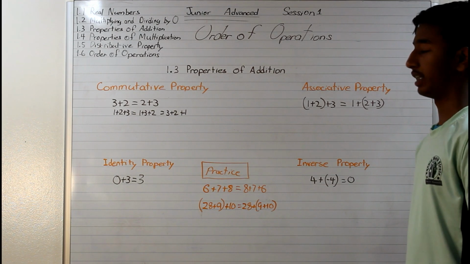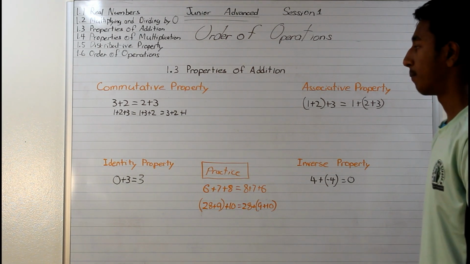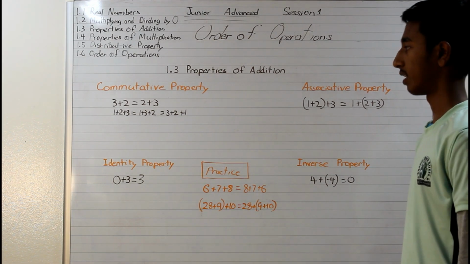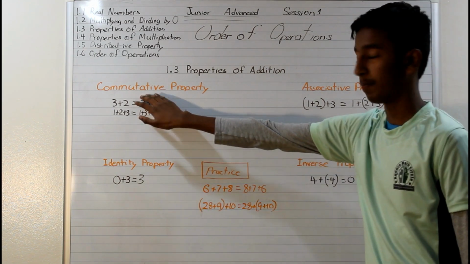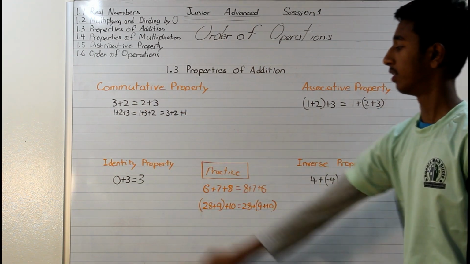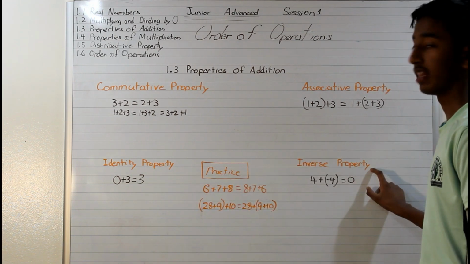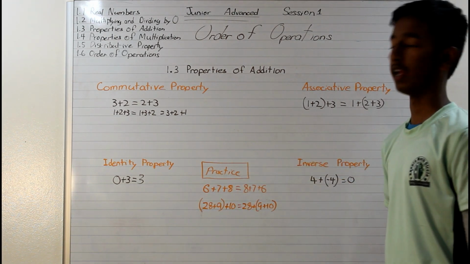1.3, properties of addition. There are 4 major properties of addition that you need to know for this class. They are the commutative property, the associative property, the identity property, and the inverse property. Let's start with the commutative property.